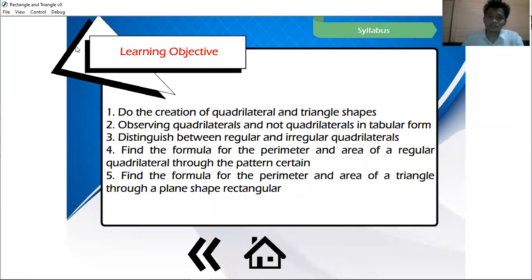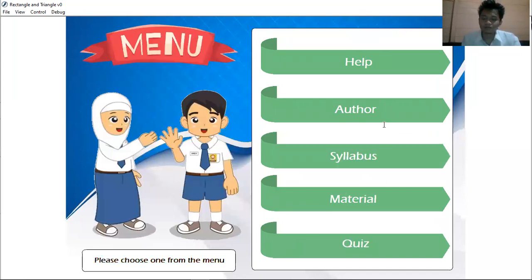Next, here is the learning objective. Create quadrilateral and triangle shapes, observe quadrilaterals and non-quadrilaterals in tabular form, distinguish between regular and irregular quadrilaterals, find the formula for the perimeter and area of a regular quadrilateral through a certain pattern, and find the formula for the perimeter and area of a triangle through a rectangular plane shape. Students can click here to come back to the main menu.